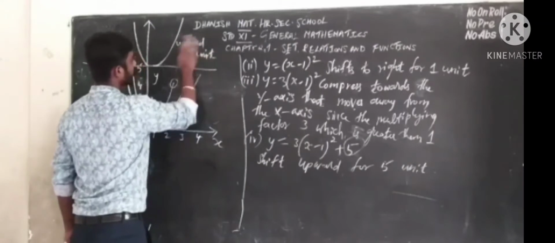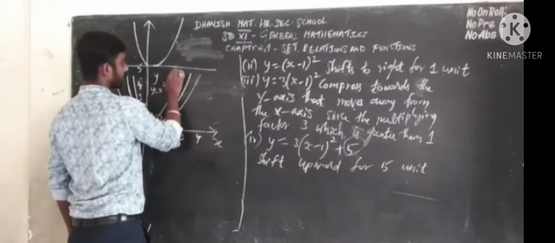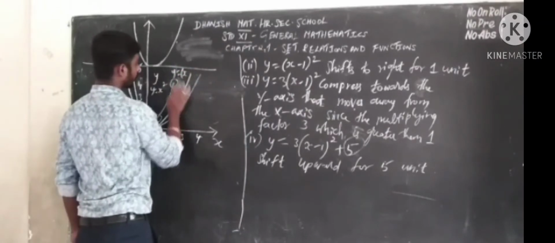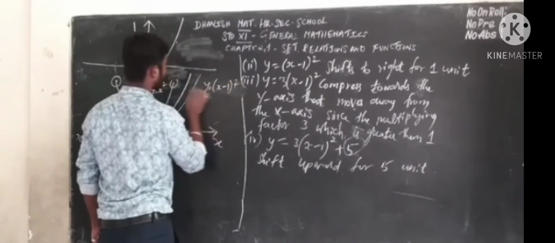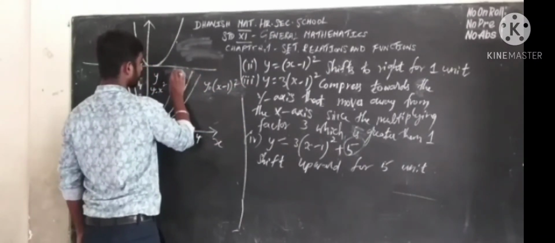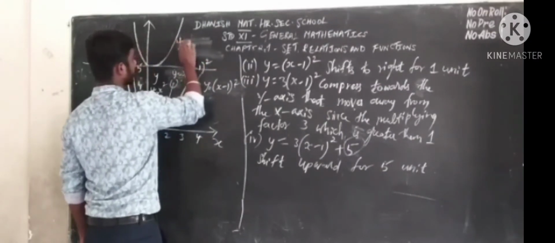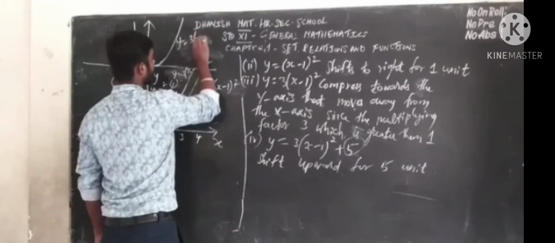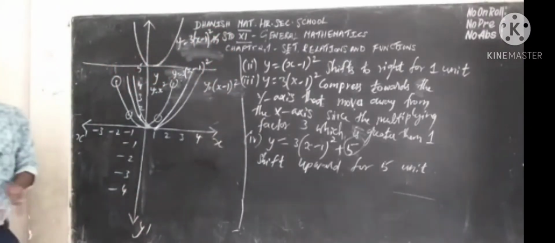5 units graph. This one is the y is equal to x square graph. This one is the y is equal to x minus 1 the whole square graph. This one is the y is equal to 3 into x minus 1 the whole square graph. This one is the y is equal to 3 into x minus 1 square plus 5 graph.